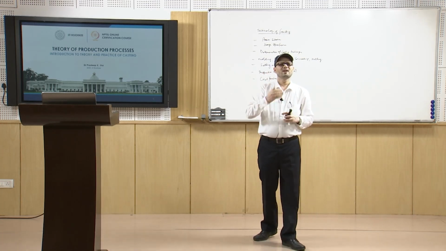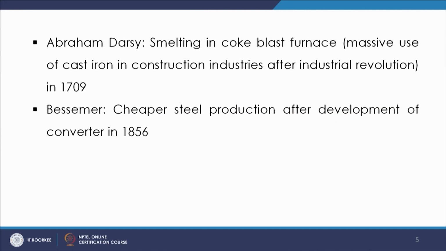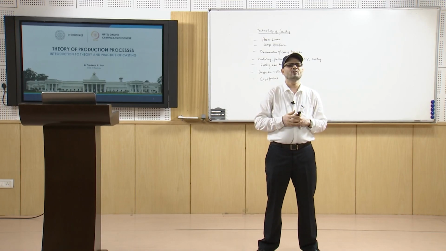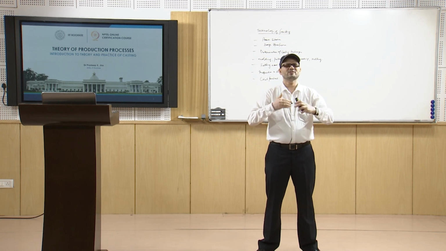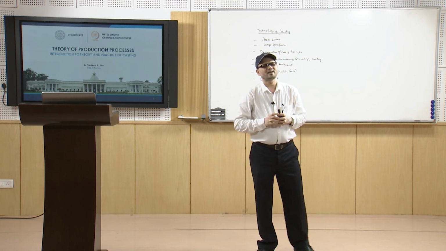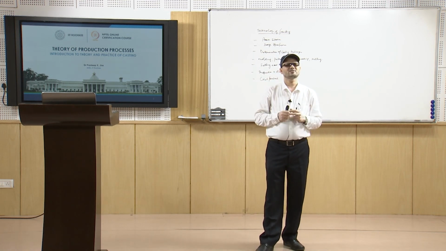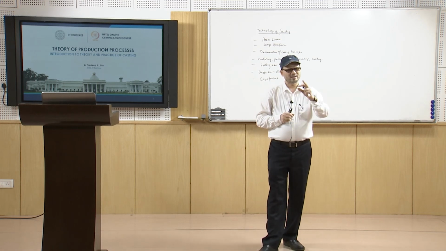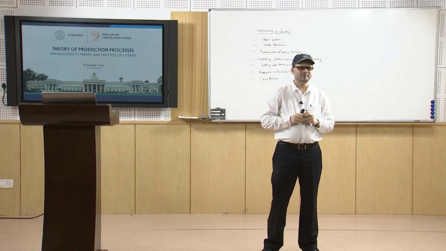Then another name which is very popular, very famous, is Abraham Darby. From his time, the smelting in the coke blast furnace started. Basically it started in the period after the industrial revolution, when it was seen that a large amount of cast iron was used in the construction industries. So, that was in the year 1709.